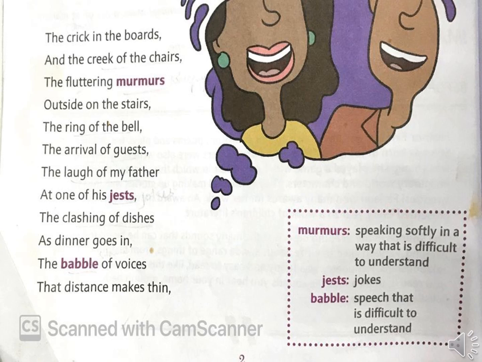The clashing of dishes as dinner goes in. When do we hear the clashing of dishes sound? Yes, we can hear the clashing of dishes sound when it is time for dinner. The babble of voices that distance make thin. What is the meaning of the word babble, children? Babble means speech that is difficult to understand. We can hear the sound of voices which are very difficult to understand, and slowly the distance makes them thin.